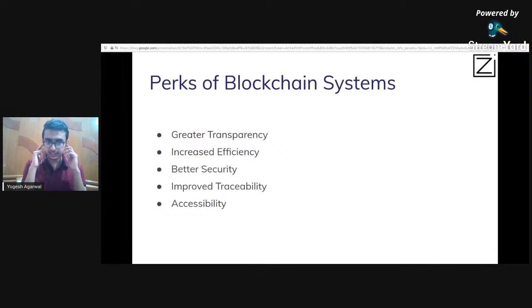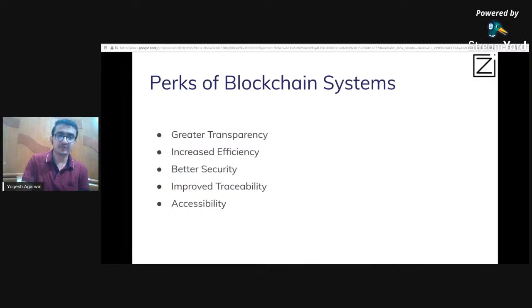Then improved traceability. Since blockchain is immutable and maintains a complete record, at any point of time you can completely trace any particular transaction. It doesn't matter how long back in time it happened or who did it. You can always track back any transaction in a blockchain with complete assurance that nothing has been tampered with because it is immutable. And then accessibility: because we are no longer relying on a single server, if it goes down, the service is still accessible.